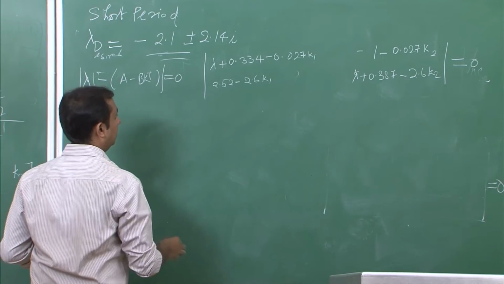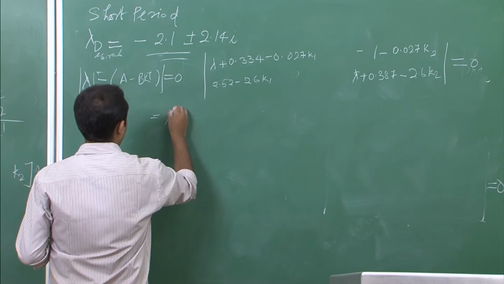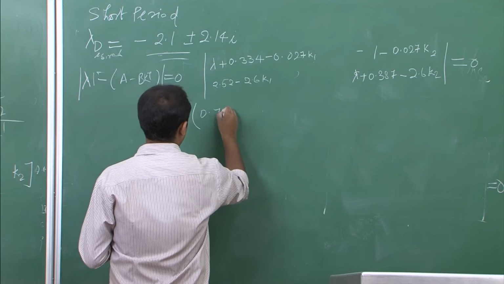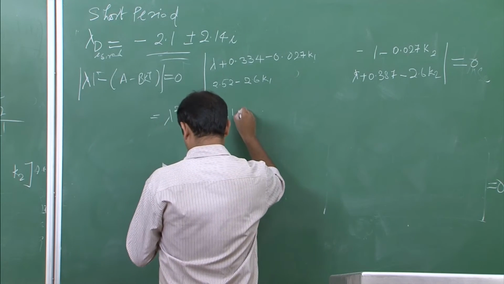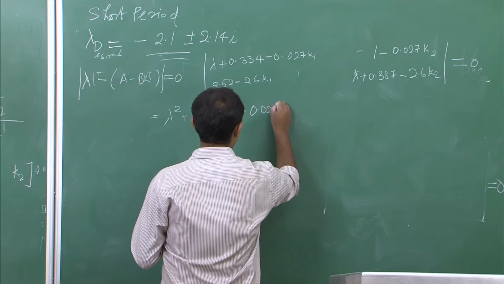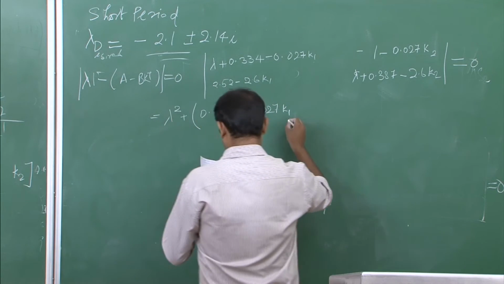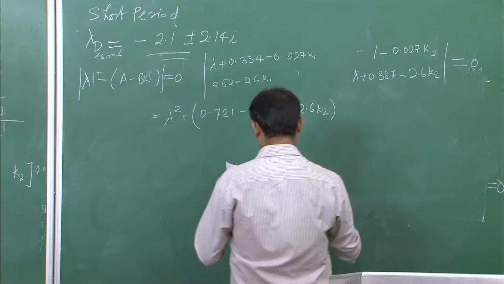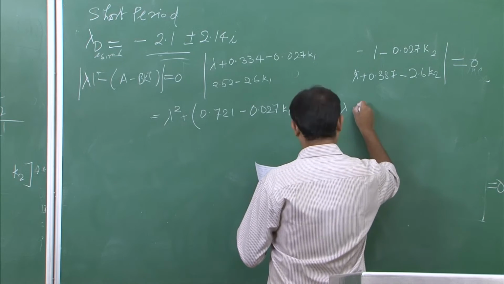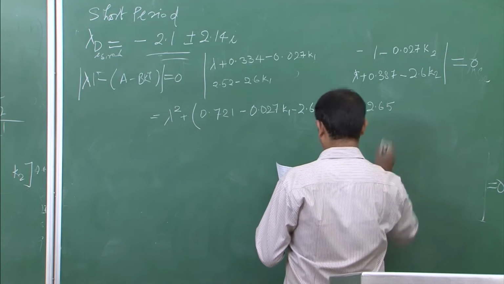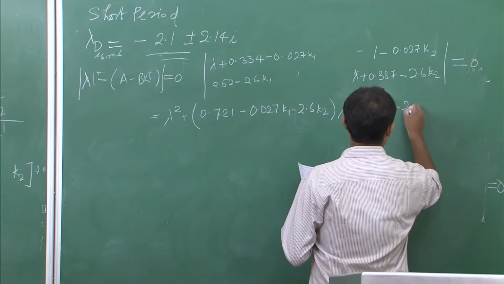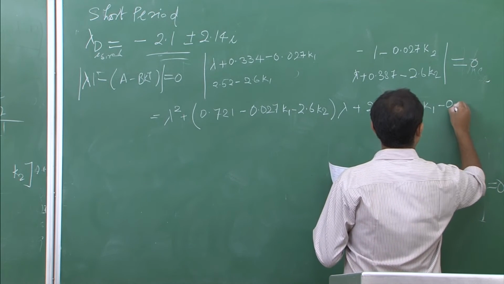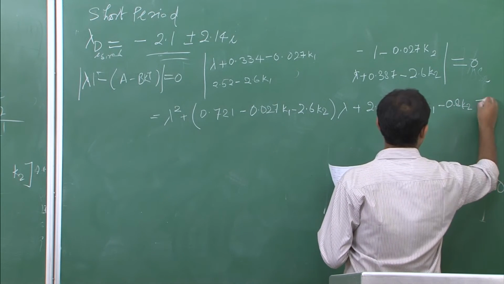Further solving this determinant, you will get lambda square plus (0.721 minus 0.027 K1 minus 2.6 K2) into lambda plus 2.65 minus 2.6 K1 minus 0.8 K2 equals 0.